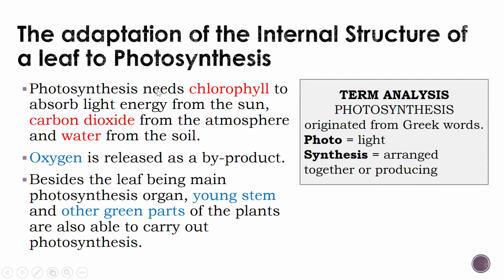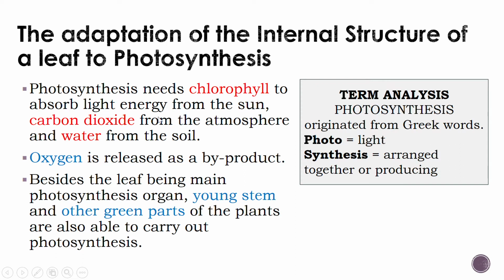So photosynthesis needs chlorophyll, which is the green pigment, to absorb light energy from the sun. Also, photosynthesis requires carbon dioxide, which is from the atmosphere, and water from the soil. So remember the three red words over here, they are the substrate or the reactants needed for photosynthesis to happen. And we know in this process, the main thing is to synthesize glucose.